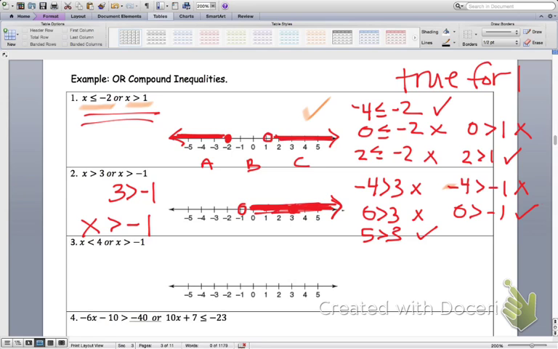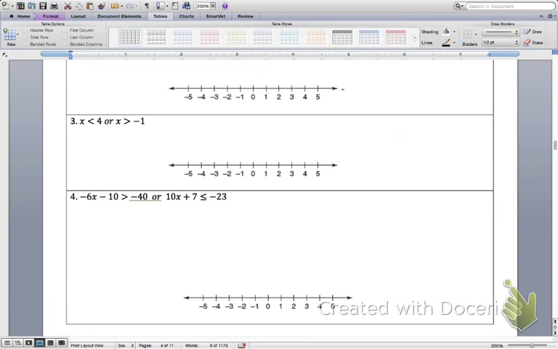Let's go to the next one. All right, number 3. We have 4 and -1. So at 4, we're going to put an open circle. At -1, we're going to put an open circle as well. Check our 3 regions. So let's plug in -5 on the first one. Is -5 less than -4? That's true. So that means this section gets highlighted.